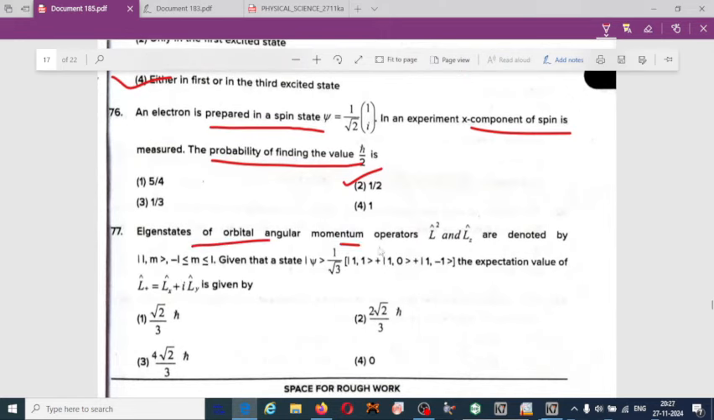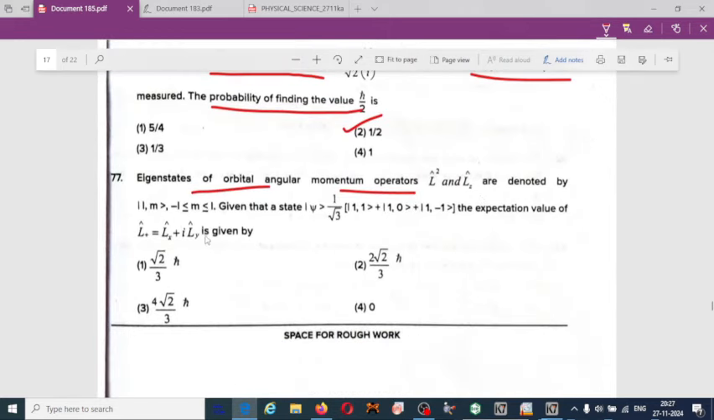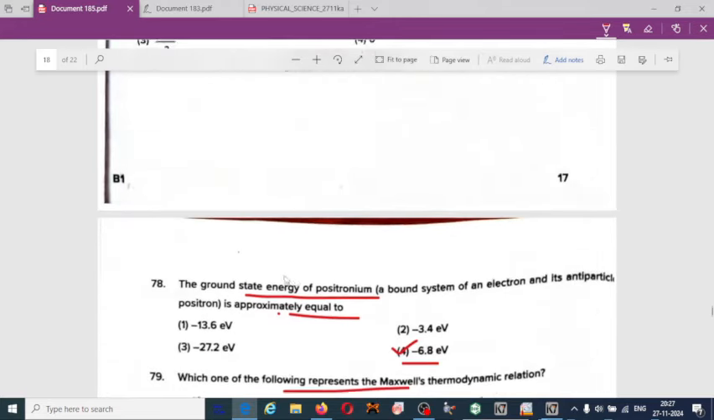Eigenstates of total angular momentum are denoted by, here is the equation for the state. The expectation value is given by this equation. Then 77, if you calculate, you must get 2 root 2 by 3 h cross.